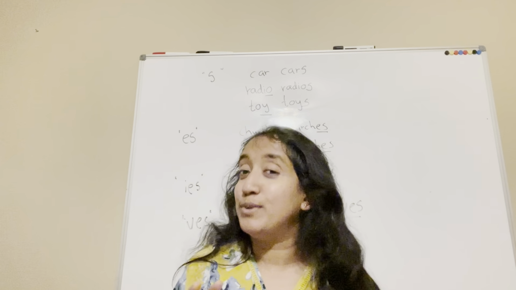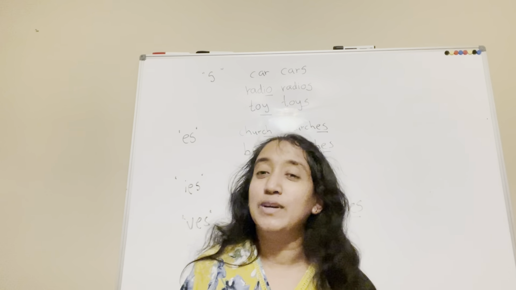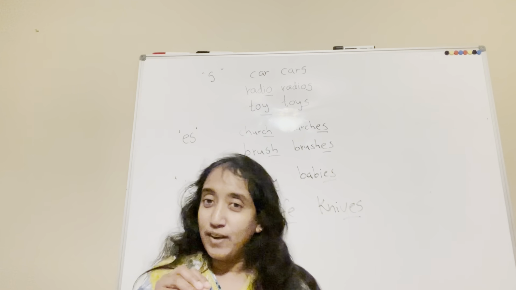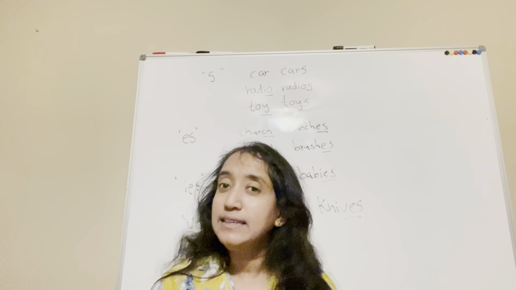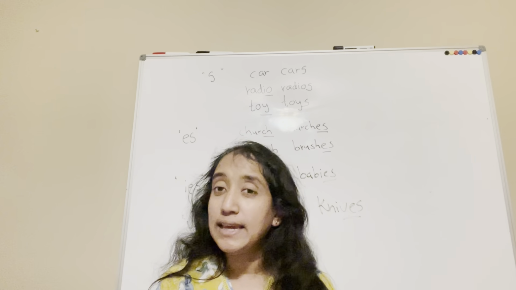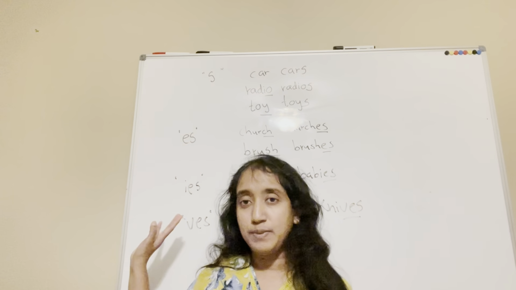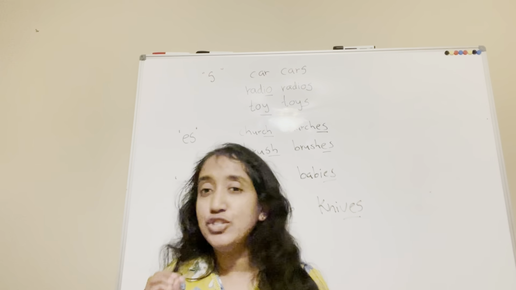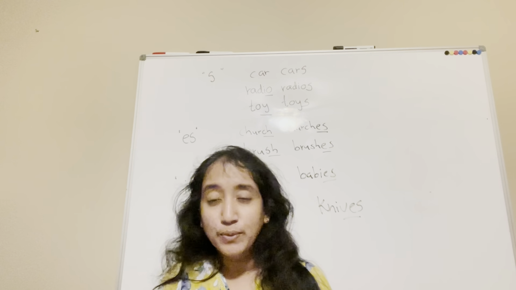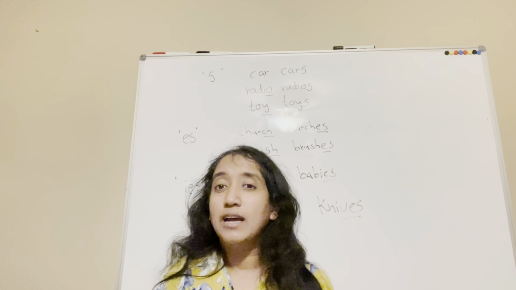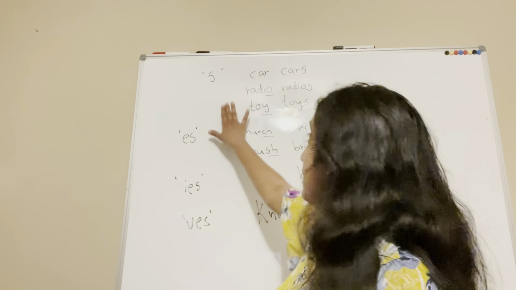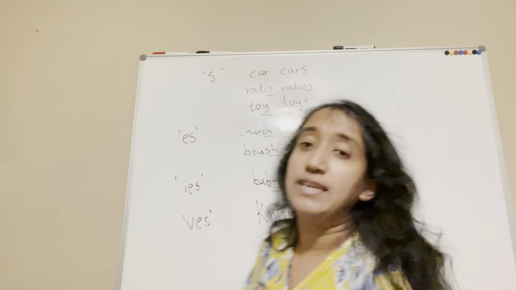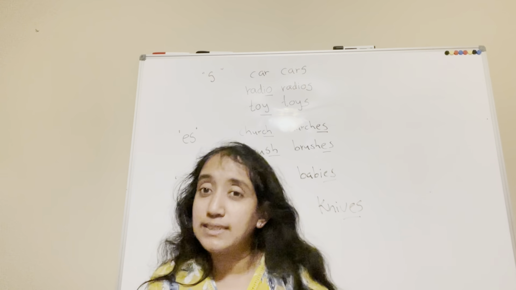So there are some simple rules for that, but I'm not going to talk about them in this video, because if I talk about them here, it will make it a little confusing for you. In the English language, there are some exceptions to this, because we cannot make each and every word plural by adding s, es, ies, or ves. So there are some exceptions.